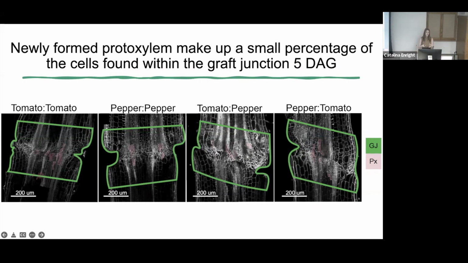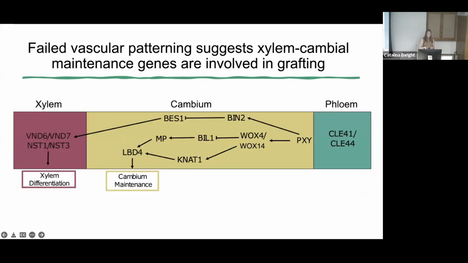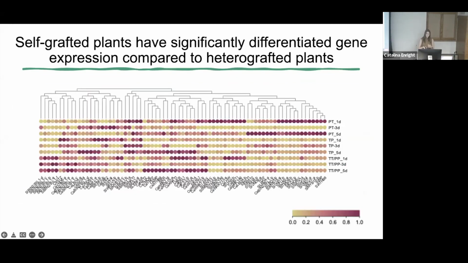So in order to capture this specific subset of genes, we returned back to Arabidopsis, and we selected this subset of genes that are involved in xylem cambial maintenance. We identified orthologs in tomato and pepper utilizing OrthoFinder, and we wanted to see if they were disrupted between the self-grafts, which are down here, and the heterografts, which are above it. And what you can't really see just by looking is that every single one of these genes is significantly disrupted at least one time point.